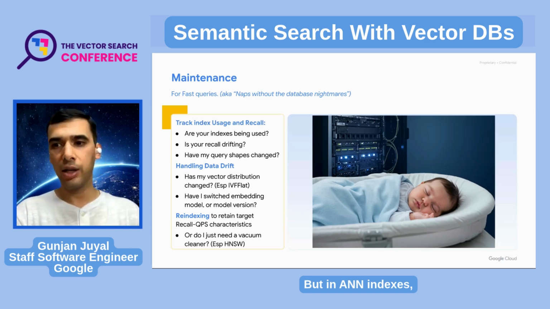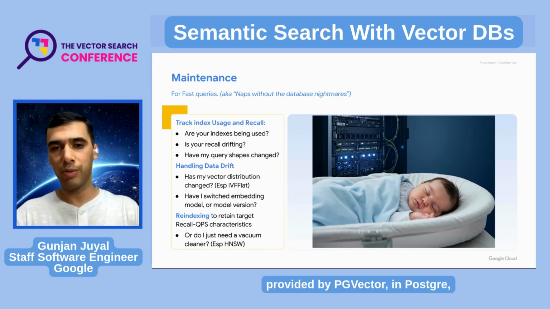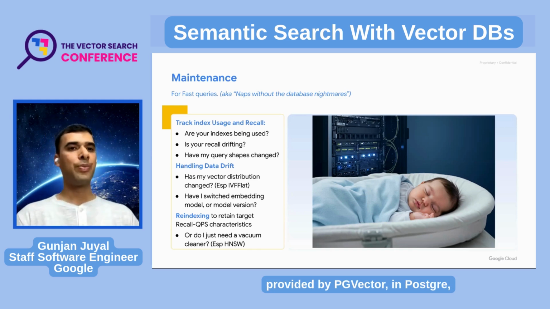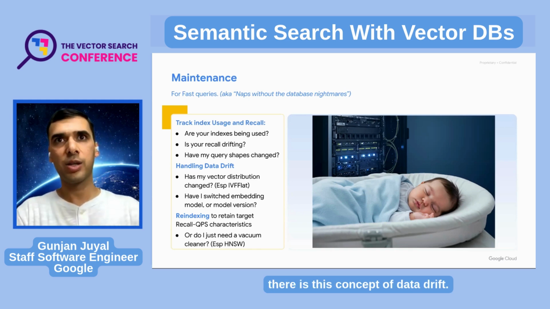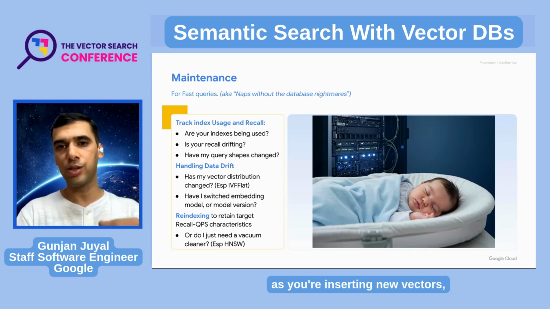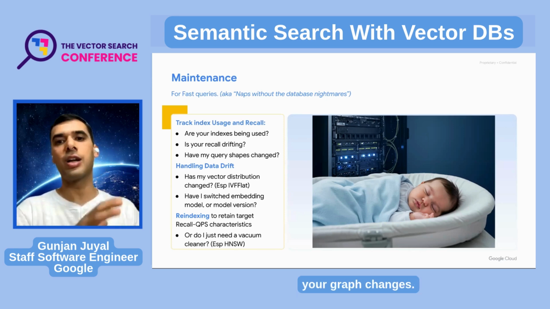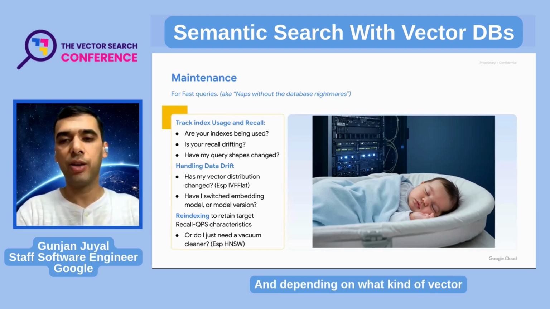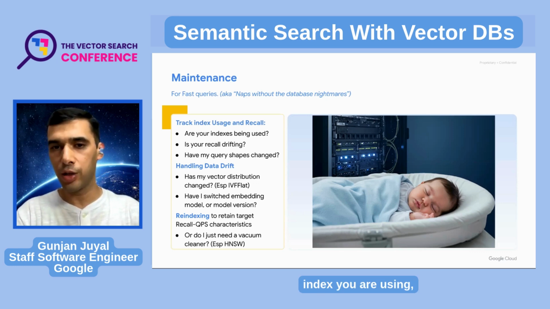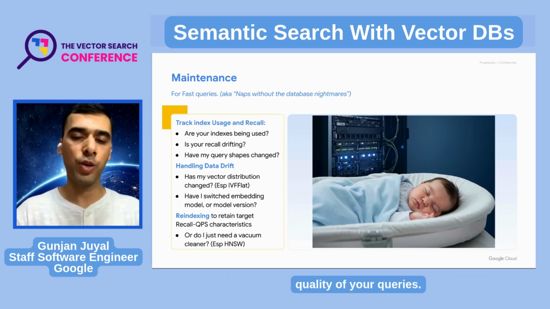But in ANN indexes, approximate nearest neighbor indexes like HNSW provided by pgvector in Postgres, there is this concept of data drift. As you're doing mutations in your data, as you're inserting new vectors, as you're modifying older vectors, your graph changes. And depending on what kind of vector index you are using, that may lead to a change in the performance or quality of your queries.